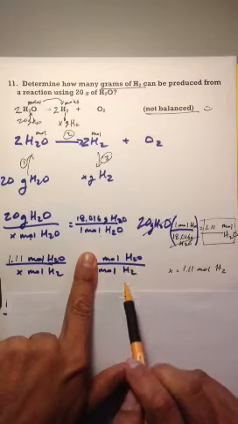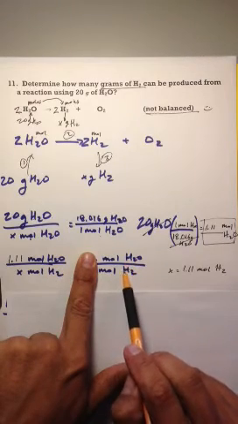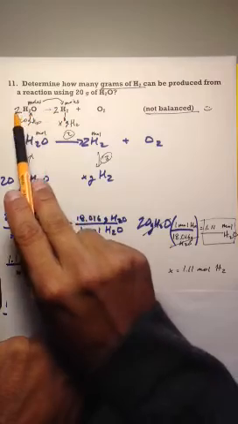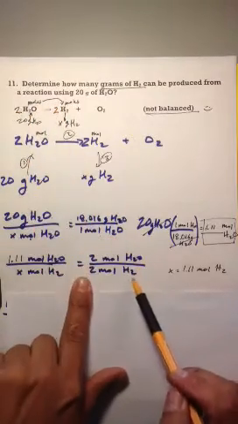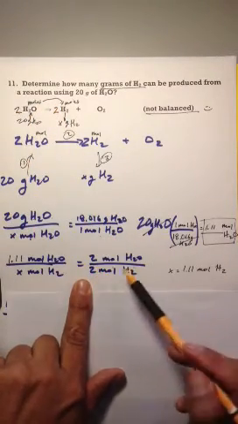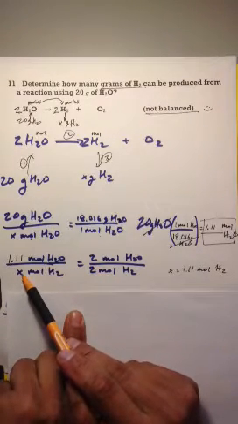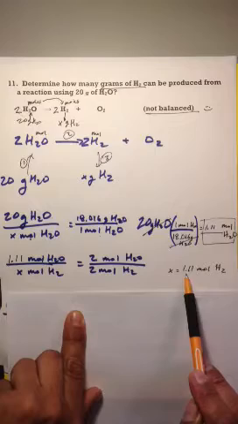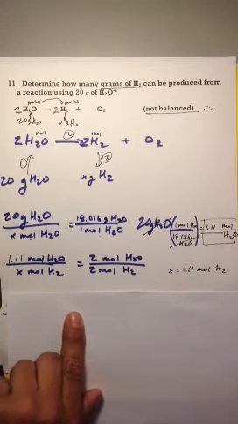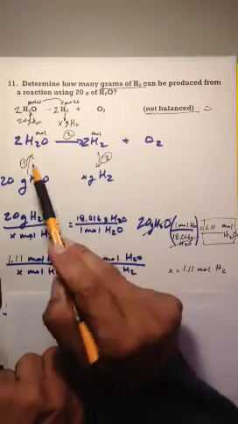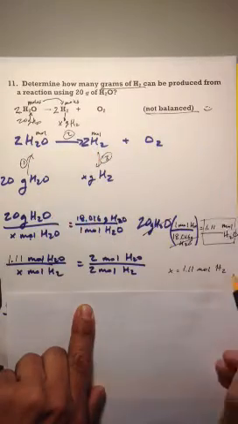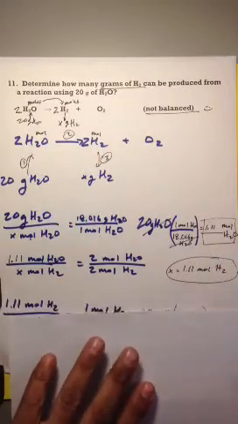Anyway, moles of H2O over moles of H2. What's the ratio? Look, 2 moles of H2O to 2 moles of H2. It's a 2 to 2 ratio, which is the same as a 1 to 1. These numbers are the same. So this number has to be the same, 1.11. You see it? Yeah. So look, we just converted from H2O to H2. Easy. So let's use that.